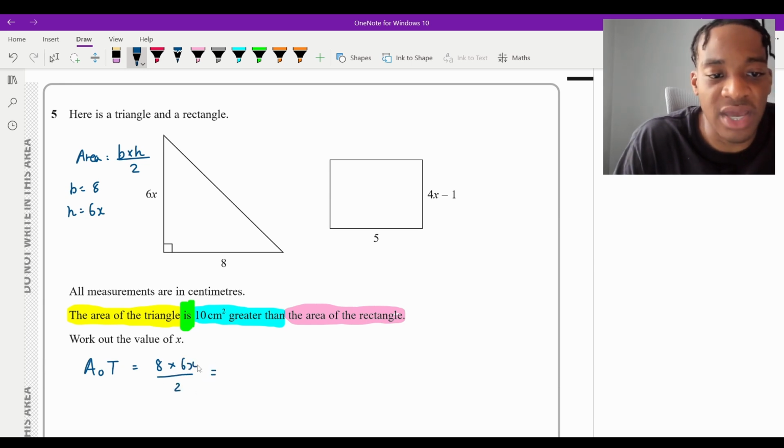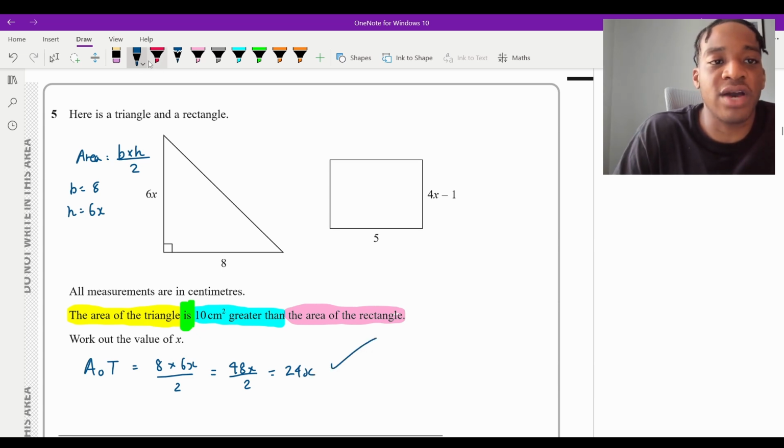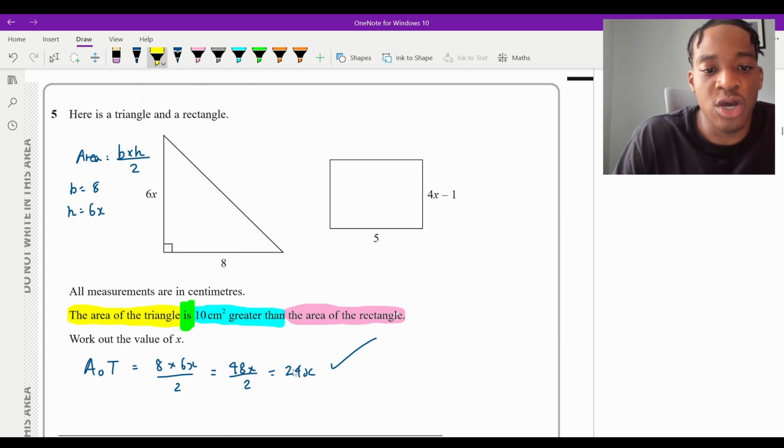Tidying this up, 8 times 6 is 48, so this will be 48x. And I'm going to divide this by 2 to give me 24x. So therefore, I can say that the area of the triangle is 24x. And I'll just highlight this in yellow just to show that this corresponds to that first part of the sentence.